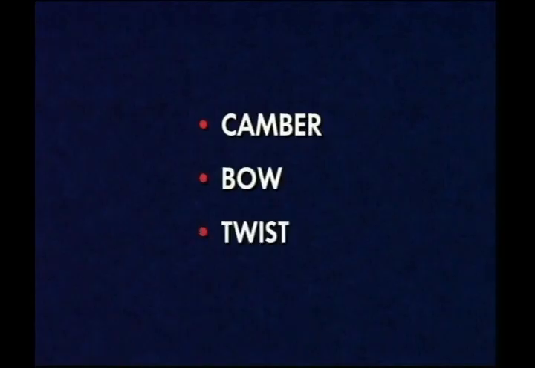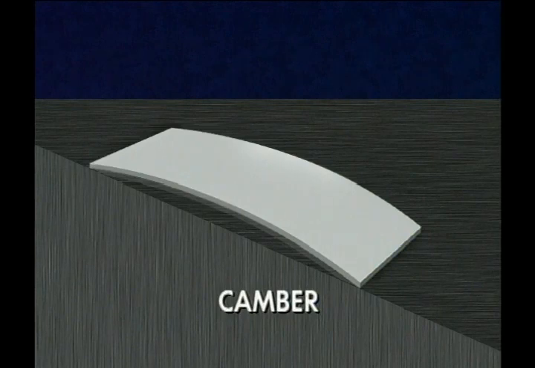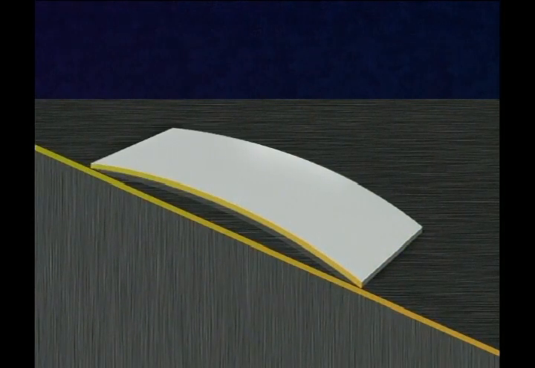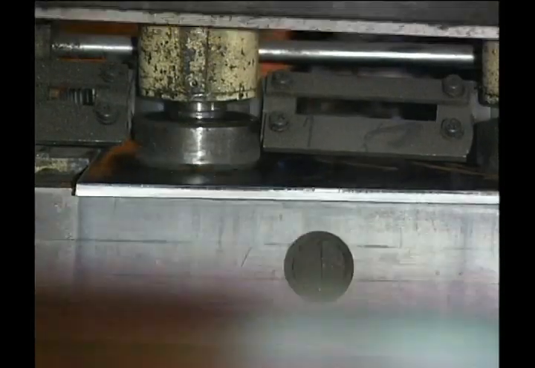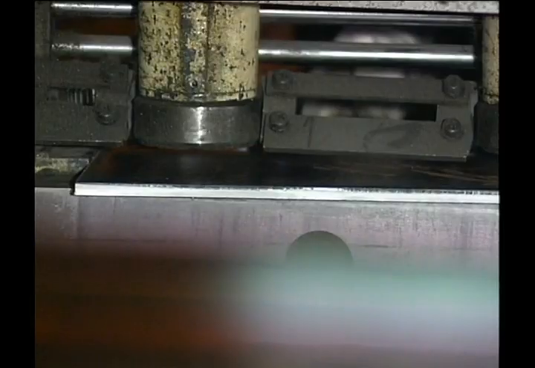In addition to the sheared edge, there are 3 indicators of the quality of the sheared part. These indicators are the camber, bow, and twist that remain in the part after shearing. Camber is the deviation of the flat drop side edge from a straight line. Camber cannot be eliminated, but it can often be reduced by lowering the rake angle of the upper knife.